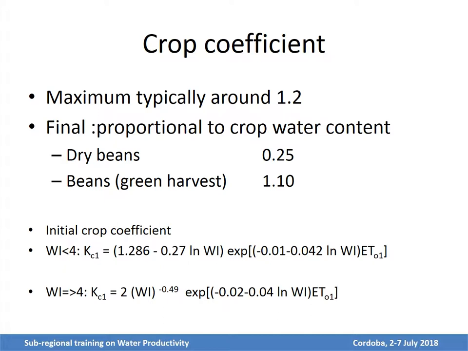The final value of the crop coefficient depends on the water content of the crop at the time of harvest. For instance, if we grow beans, for dry beans, the final crop coefficient will be as low as 0.25. But if we are growing green beans, so we collect them green, the crop coefficient at harvest will be as high as 1.1. The initial crop coefficient is calculated using these formulas, or the formulas for soil evaporation that we have seen before. And these are the formulas suggested by FAO. You can find them in the book.